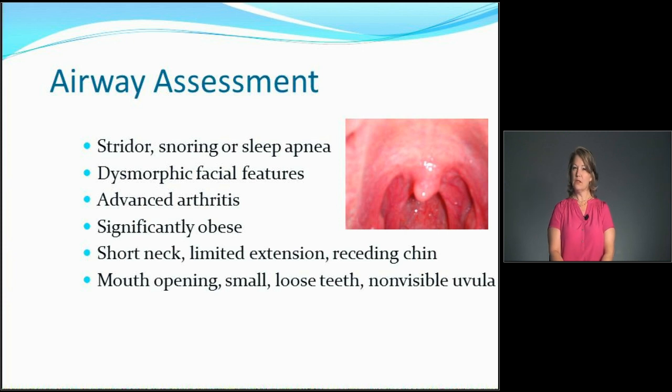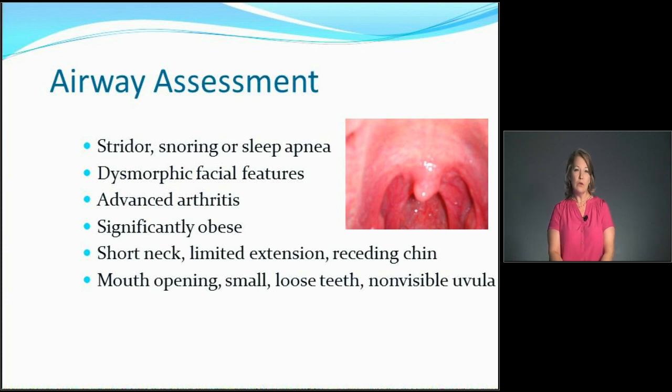Do they have some of those dysmorphic facial features like a small receding chin or a short neck or increased circumference of the neck? Do they have advanced arthritis that they don't have as much range of motion? Are they significantly obese, and are they carrying that obesity in the truncal region, in the upper body region? Do they have limited extension? What is their mouth opening? Do they have a small mouth opening? Do they have loose teeth?